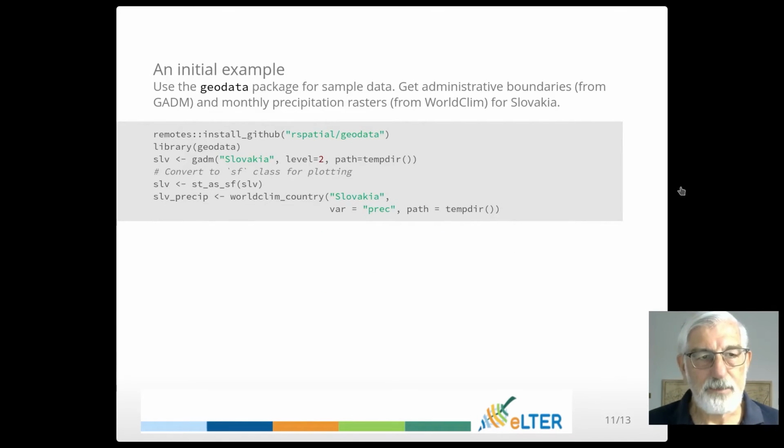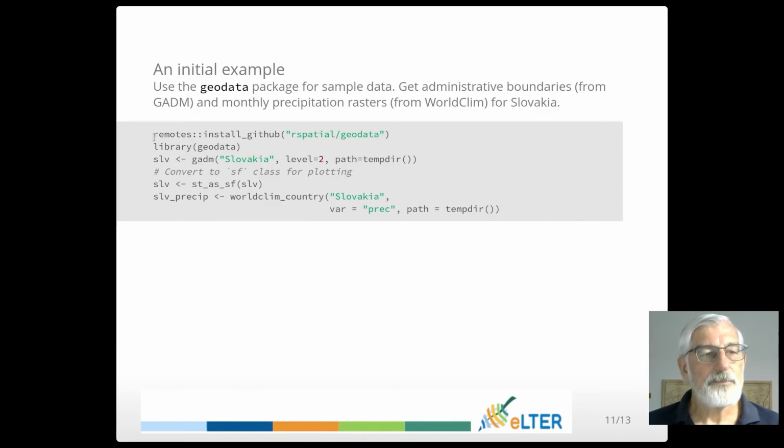We'd like to show a quick example now of how to use spatial data in R. We're going to install and load the package called geodata. geodata gives us a collection of global online data sets. For example, administrative boundaries from the GADM collection, monthly precipitation, monthly temperature, minimum and maximum from WorldClim. Within geodata, there's also access to land cover layers, for example.